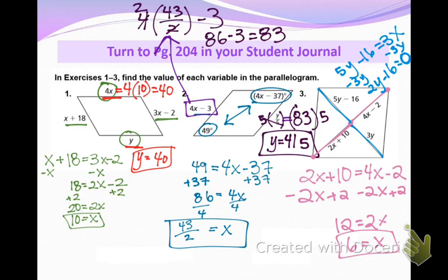Then you add 16 on both sides. I'm running out of room. Add 16, you get 2y equals 16. So y equals 8.